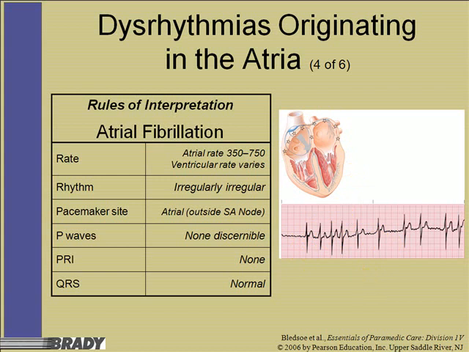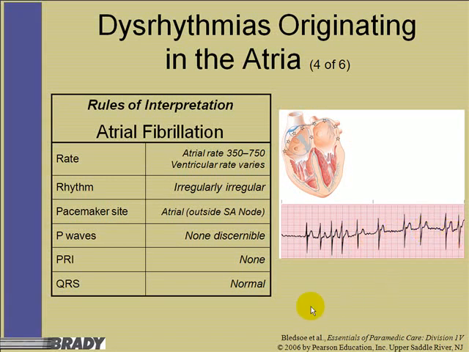Pacemaker sites are atrial, outside the SA node. The P waves are really not discernible. You just can't tell exactly what a P wave is versus where it runs into a QRS. Just not a regular thing. There's no regular PRI, and the QRS, at least in width or duration, is normal. So you're getting capture, but again, this is a conduction problem from top to bottom. It's rapidly fibrillating up top, going down to the bottom, and then we're only getting capture ever so often here. It's just not a regular capture.